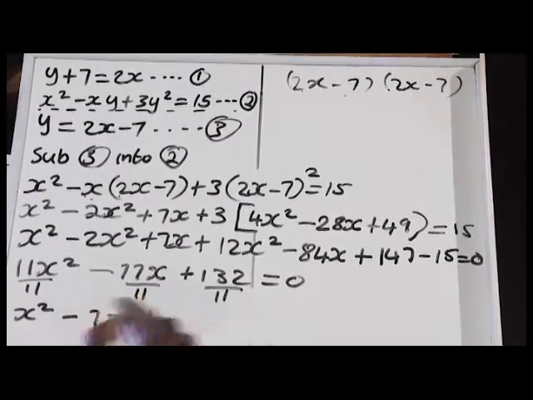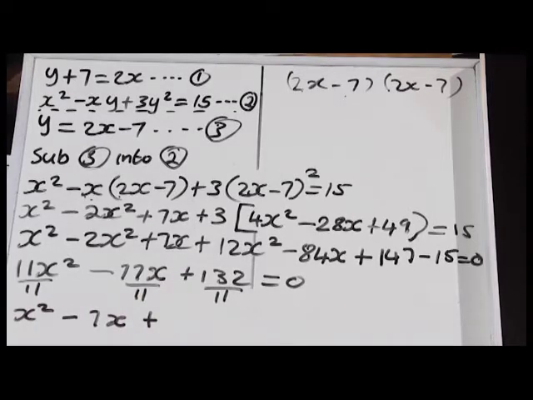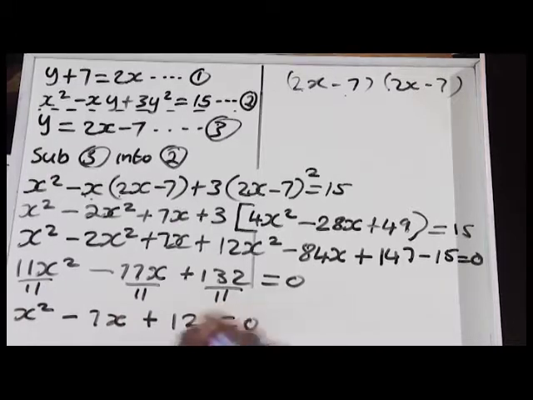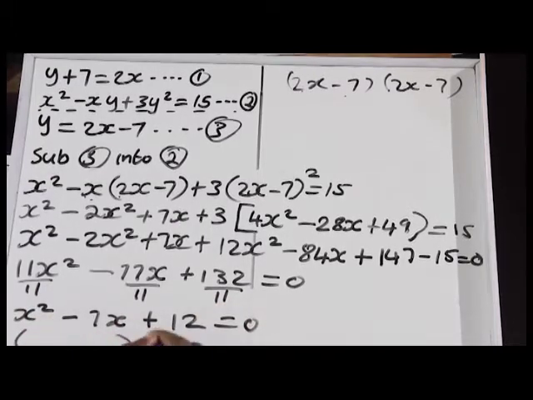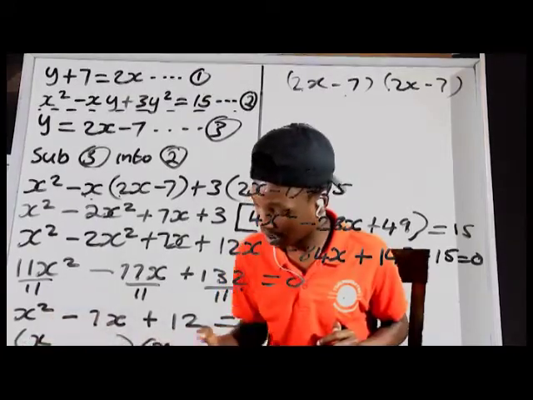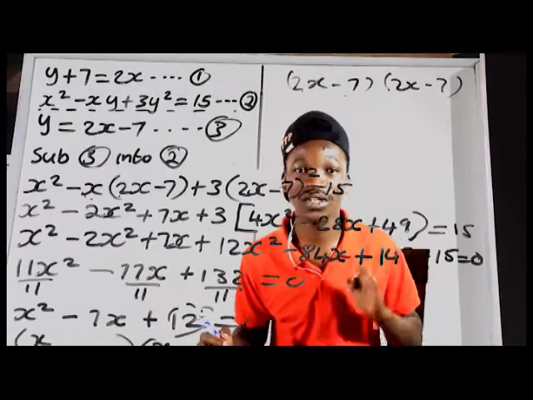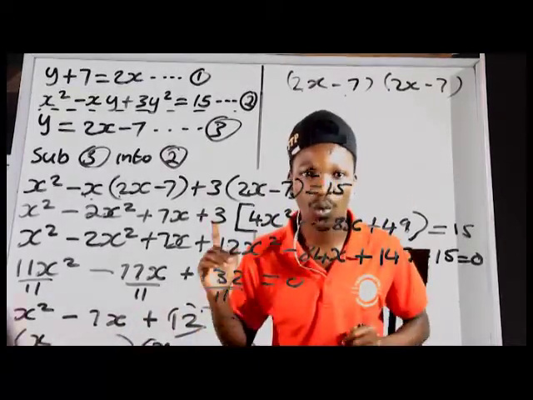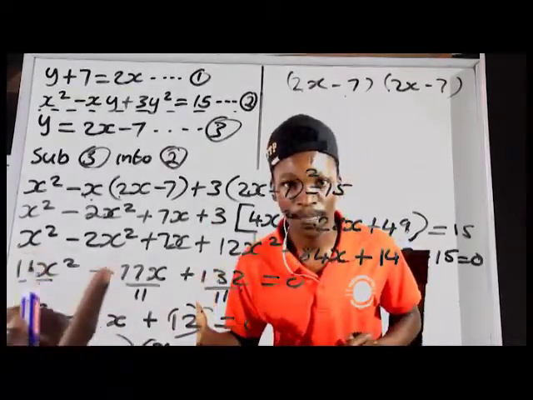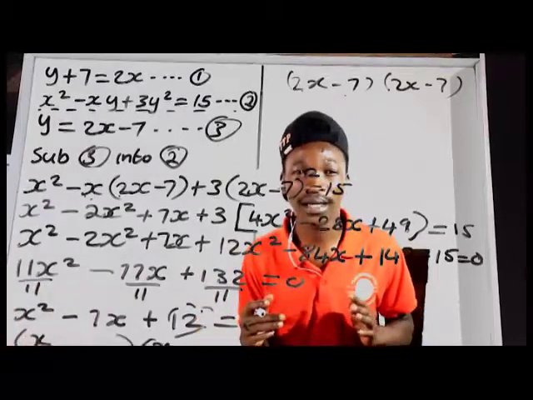7x plus 132 divided by 11 gives us positive 12 equals 0. You can open 2 brackets to get your y. So we have your x's, x, this is 12. You find 2 factors of 12, which are 4 and 3, 6 and 2, or 12 and 1. But which one can you add or subtract to give you the middle term, which is 7?